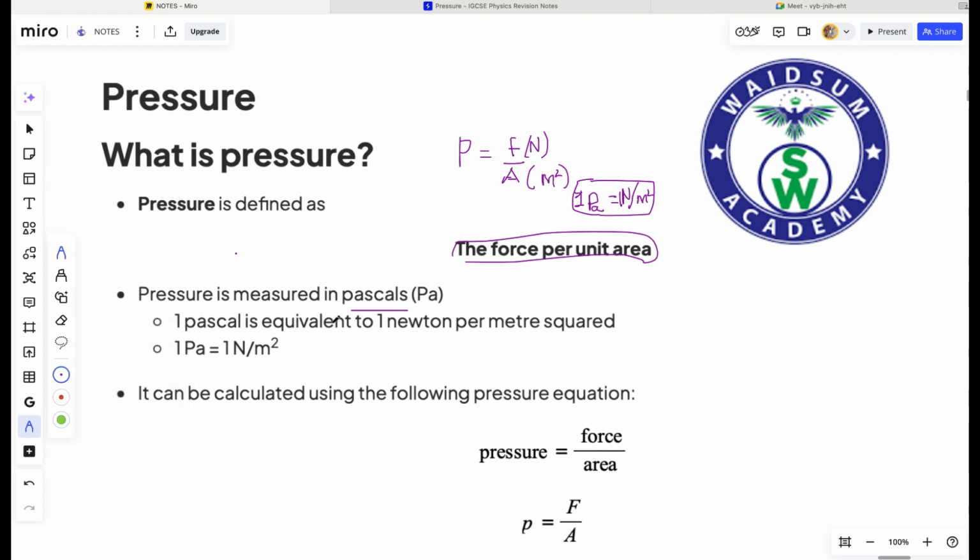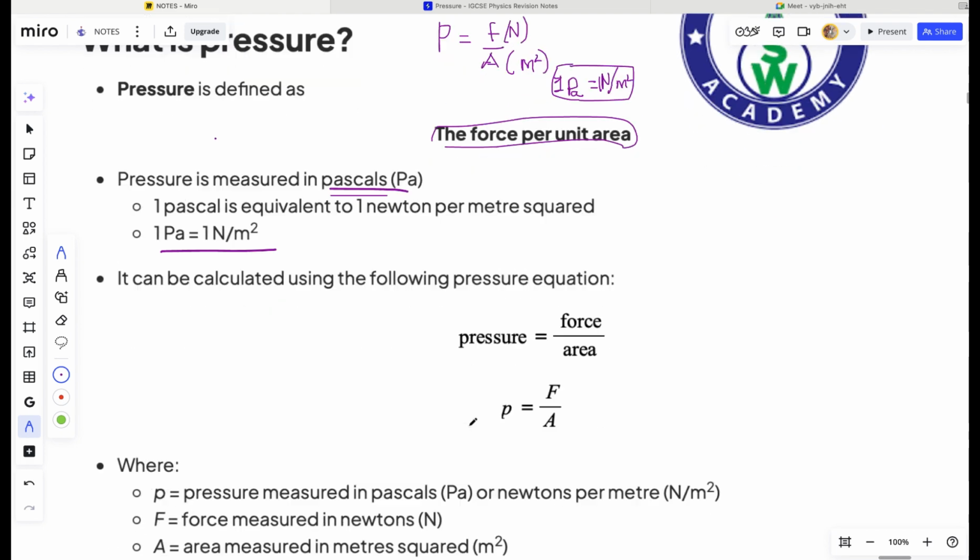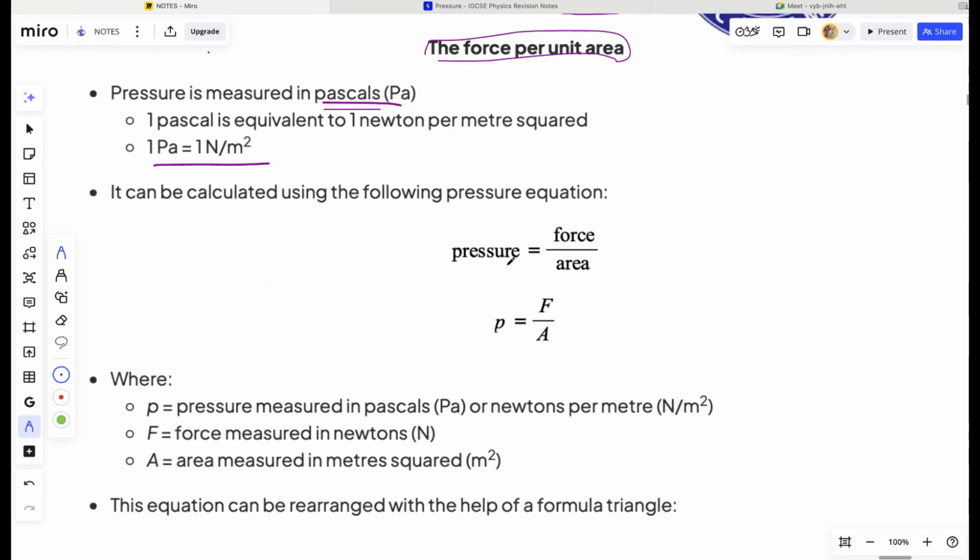Okay, now let's move on. Pressure is measured in Pascal, and we already said 1 Pascal is equal to newton per meter squared. Now the formula is there as shown. Pressure is force over area. This is what we use for calculating pressure in solids. We have another formula for calculating pressure in liquids, which will be part 2 of this video. Part 1 of this video is talking about pressure in solids, like your shoe.